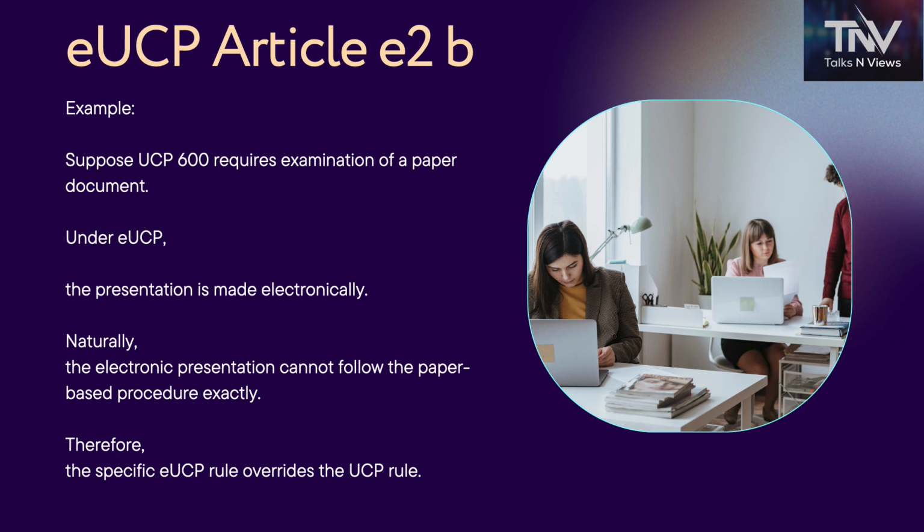Example. Suppose UCP 600 requires examination of a paper document. Under eUCP, the presentation is made electronically. Naturally, the electronic presentation cannot follow the paper-based procedure exactly. Therefore, the specific eUCP rule overrides the UCP rule.